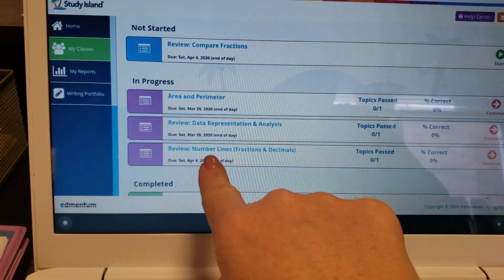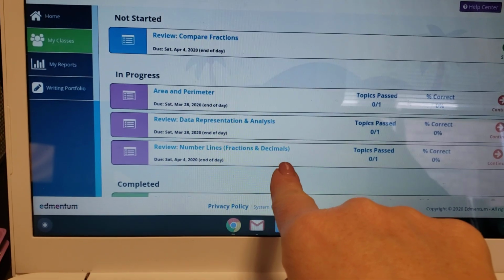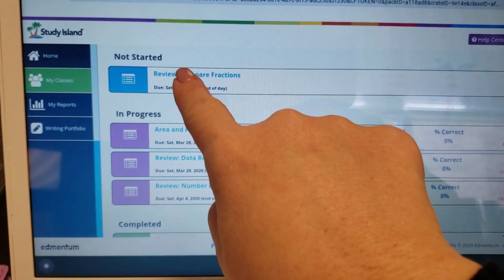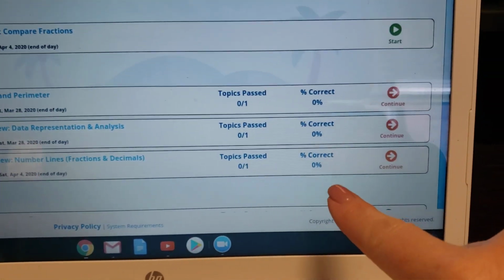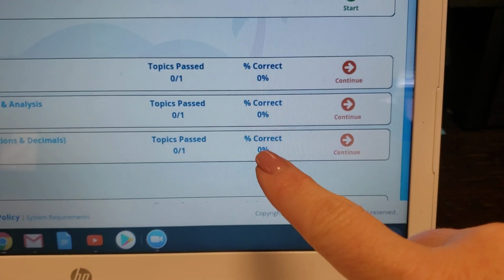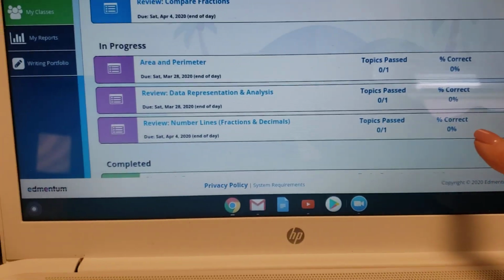Notice that now my fractions and decimal number lines has moved to the in progress section. When we first logged in, it was not started, but now it's purple because I've started it, I just haven't completed it yet. You can see I haven't answered any. I have 0% correct right now.